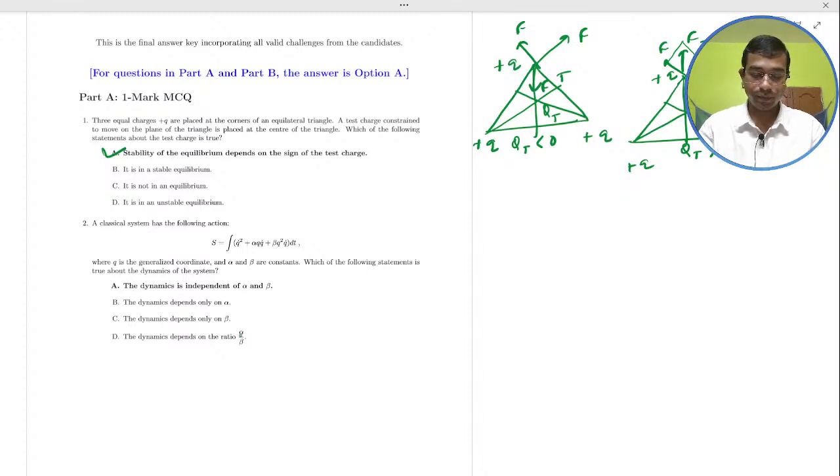Next, go ahead. Question number 2. A classical system has the following action: A is equal to the integral of q dot square plus alpha q dot plus beta q square q dot, dt, where q is the generalized coordinate and alpha and beta are constants. Which of the following statements is true about the dynamics of the system? This is another conceptual question. Try yourself.